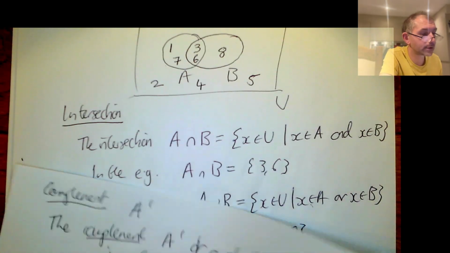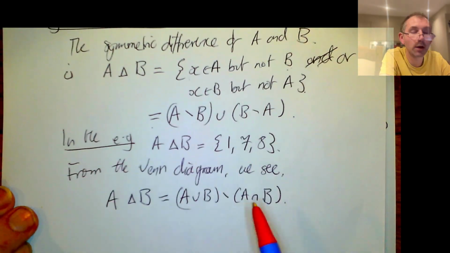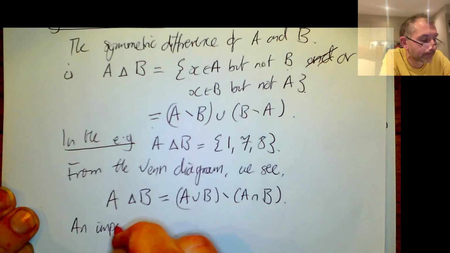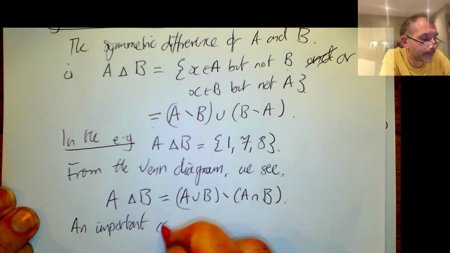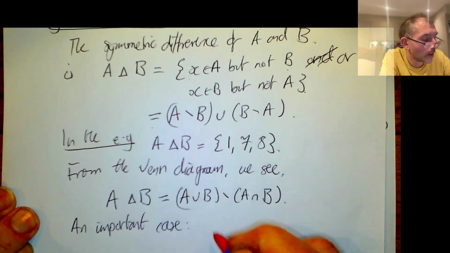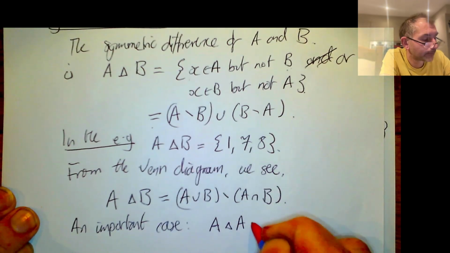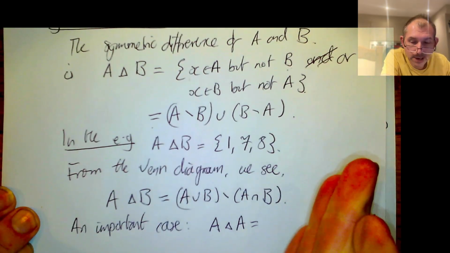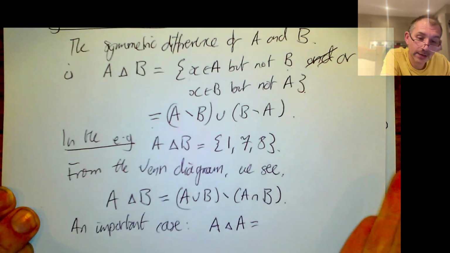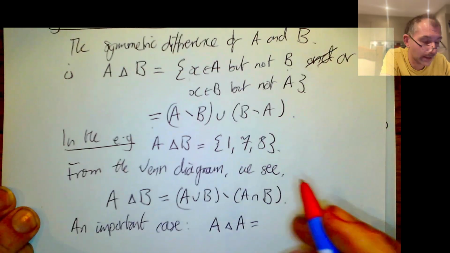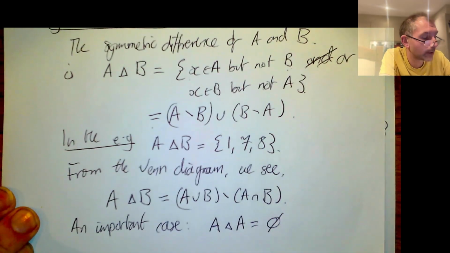the symmetric difference. So an important case: the symmetric difference of A and A is the stuff that is in A or in A but not in A and A. So that's actually nothing. So if we do that we get the empty set.